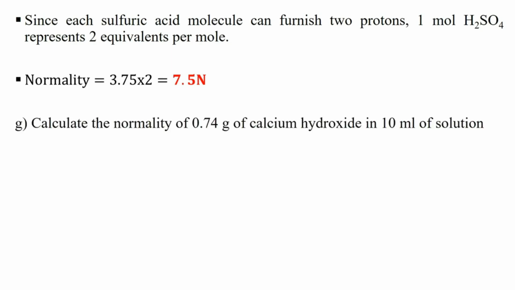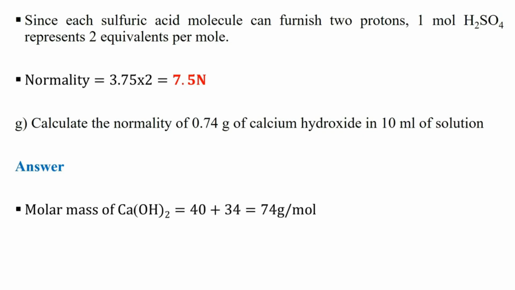Then let's go to number G. Calculate the normality of 0.74 gram of calcium hydroxide in 10 milliliter of solution. Here we have a mass. We need to calculate the molarity, but we first need to calculate the number of moles by taking the mass divided by the molar mass. After getting the number of moles, we calculate the molarity by taking the moles divided by the volume of solution.